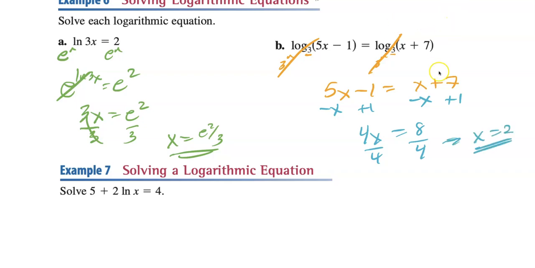Now there's a thing I'm going to mention. When you do logs, you're supposed to check the domain. The domain for logs is always that the inside has to be greater than 0. You can't plug in a negative into a log. So when you get a log answer, you're supposed to check it. Make sure that you don't get a negative number inside. So 2 plus 7 is 9, that's okay. 2 times 5 is 10, 10 minus 1 is 9, it's okay. So this is all good.